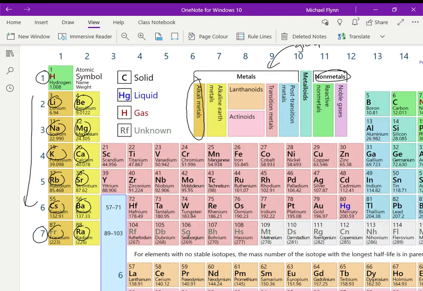So if you're in the same family, like if you're in the alkali metals, you have very similar physical and chemical properties. Same with the alkaline earth metals. So going down that list, starting with beryllium and ending with radium, they have similar chemical and physical properties.